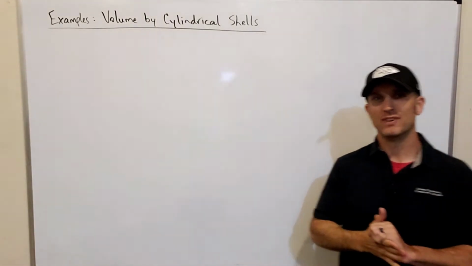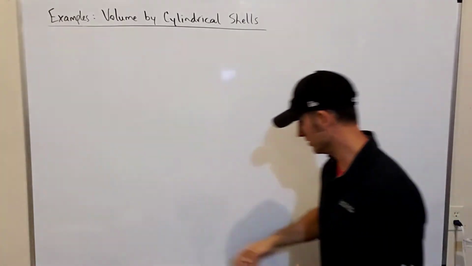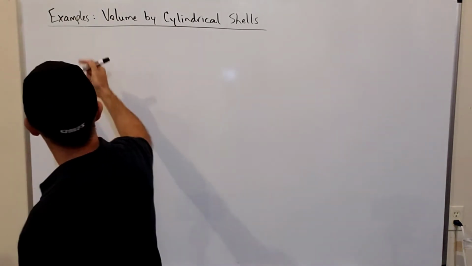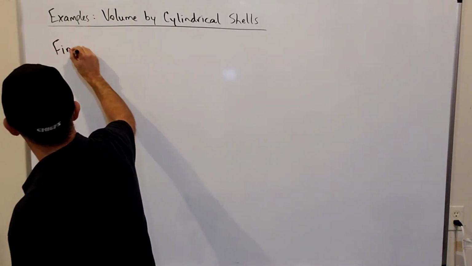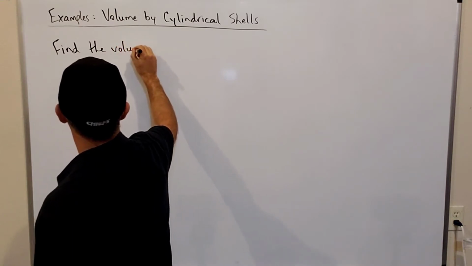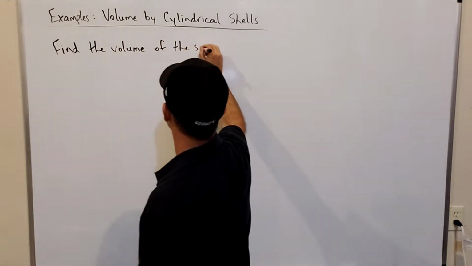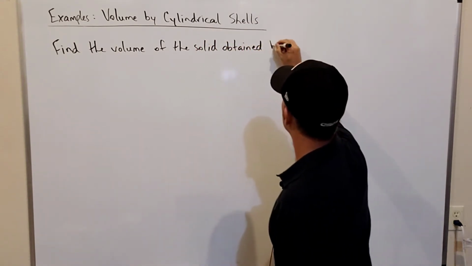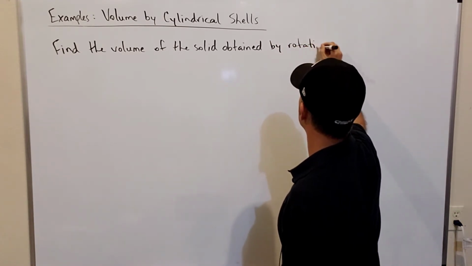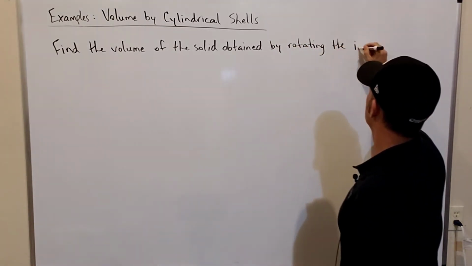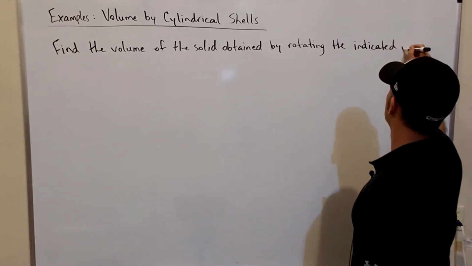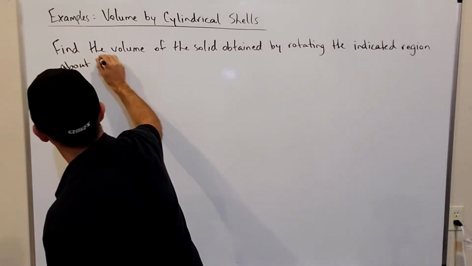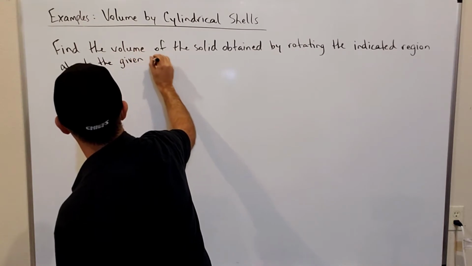All right, let's see some examples finally of volume by cylindrical shells. And so we'll use the same set of instructions for each problem, so I'll write those down now. Find the volume of the solid obtained by rotating the indicated region about the given axis.